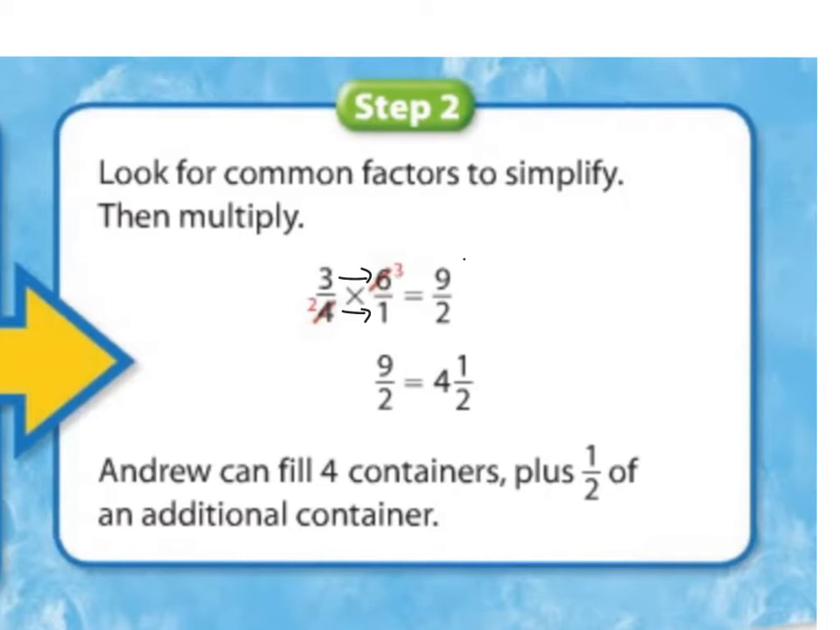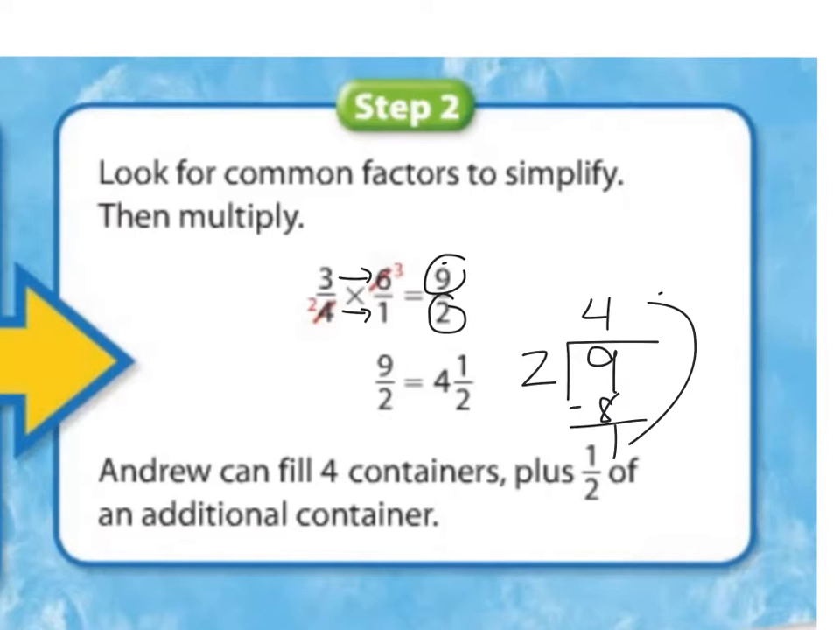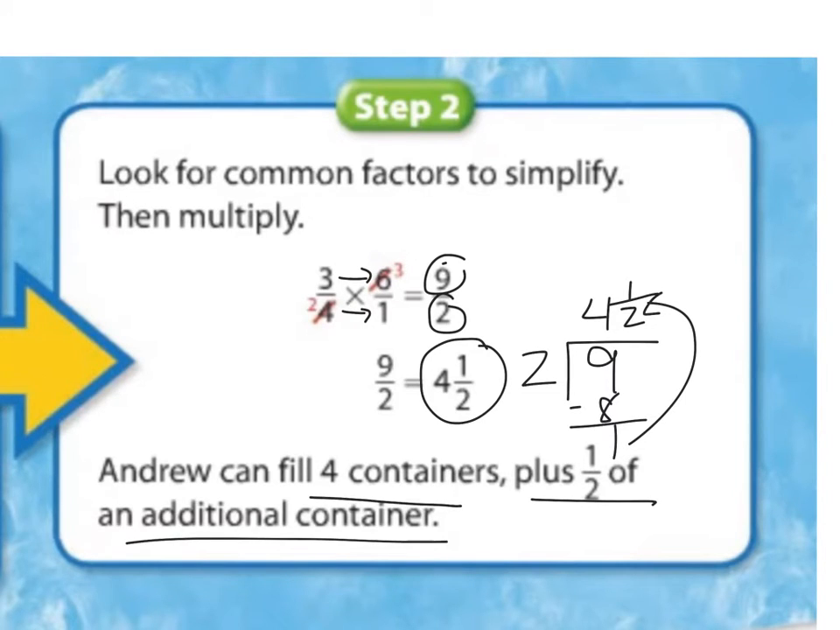3 times 3 is 9. 2 times 1 is 2. So we have 9 halves. We know that we cannot leave it like that. So we divide 9 divided by 2. We get 4, bring the 1 up, and we get 4 and 1/2. Andrew can fill 4 containers plus 1/2 of an additional container.